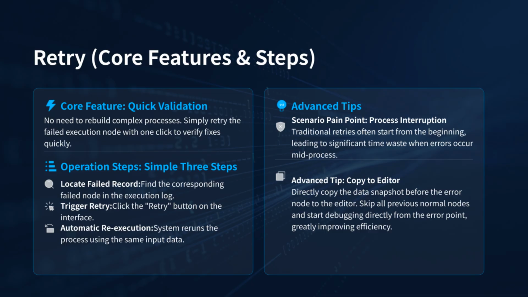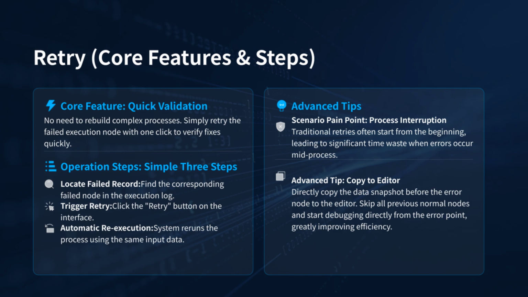Third, let's talk about the retry mechanism, the fastest way to verify that your fix works. Once you've resolved an error, you don't need to rerun the entire workflow, which can waste time if the error occurs in the middle. The retry feature allows you to rerun just the failed node with one click, using the same original data. Here's how it works. Locate the failed node: find it in the execution log, just like with in-editor debugging. Click Retry: hit the Retry button in the n8n interface. Auto re-execute: n8n runs the failed node, and any nodes after it, with the same input data, for instant fix validation.